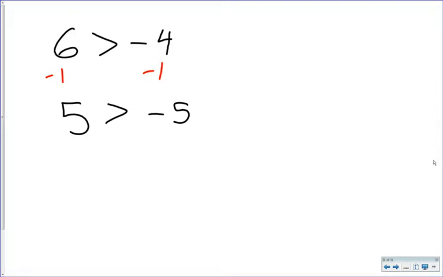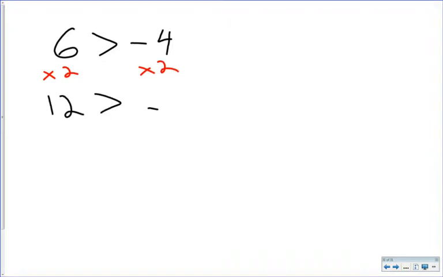So that's still true. Okay. What else could I do to one side or the other? Well, I could multiply it by 2, right? So let's multiply this side by 2 and this side by 2. Is it still true? 12 greater than -8.